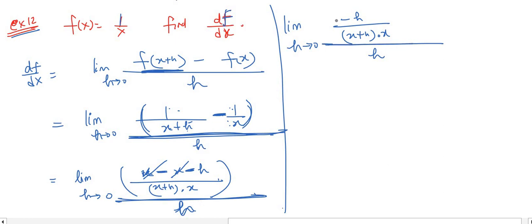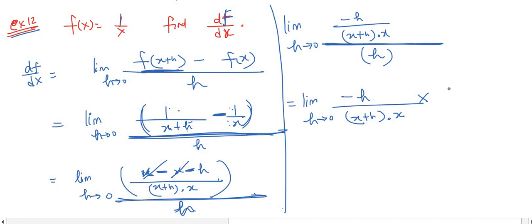So to solve it, what do we do? The denominator comes up by flipping, right? Denominator comes up by flipping. So minus h by x plus h into x into this denominator will flip 1 by h. That's how we solve, right? So this h and h will cancel.